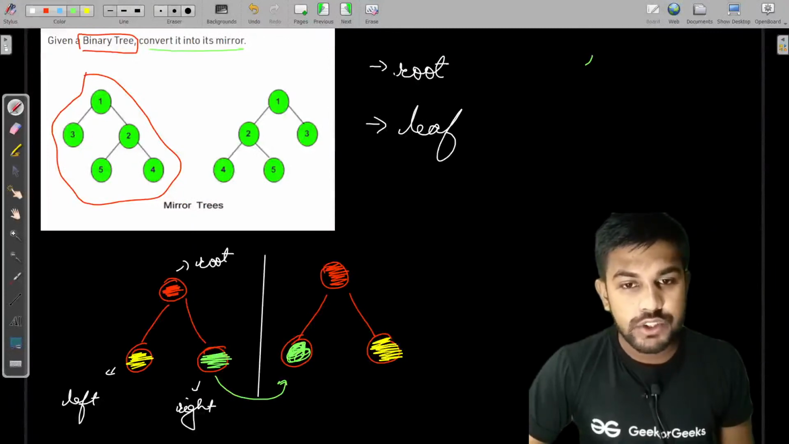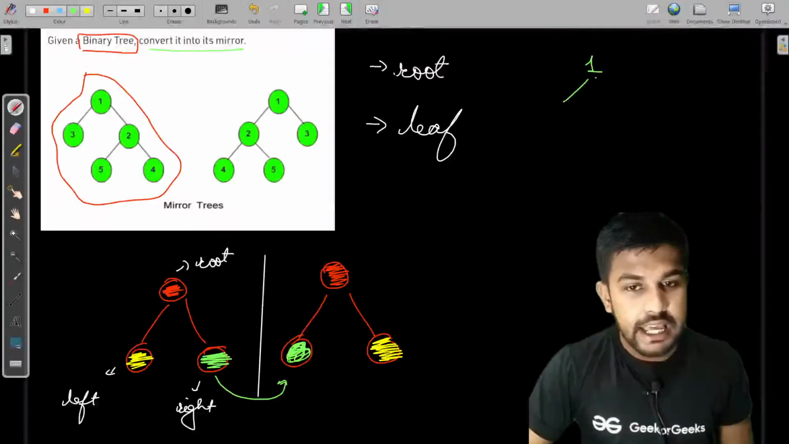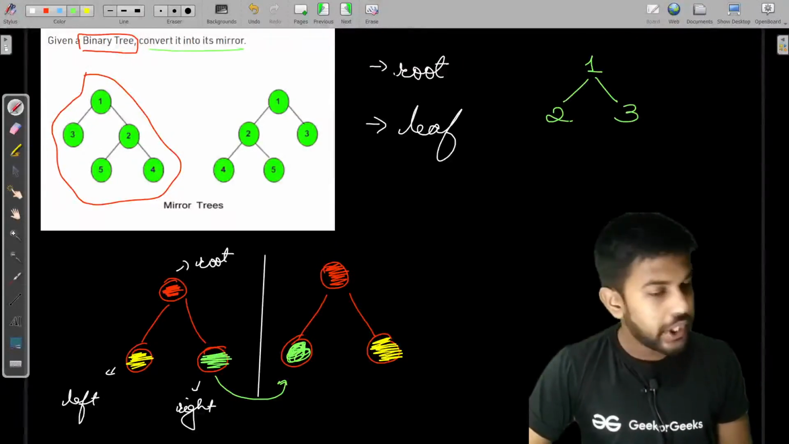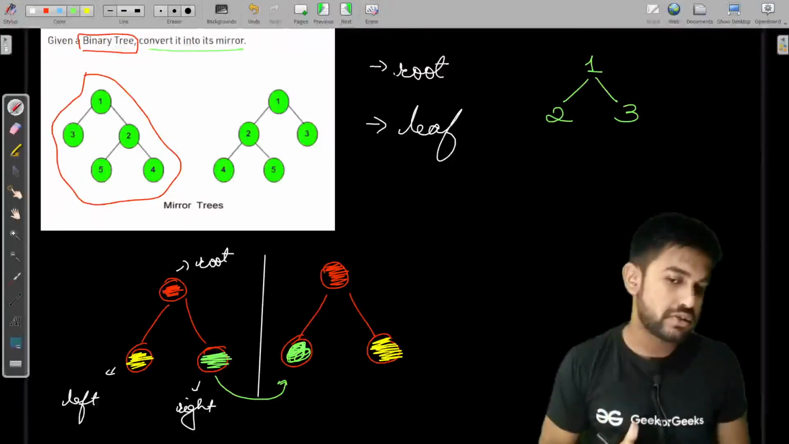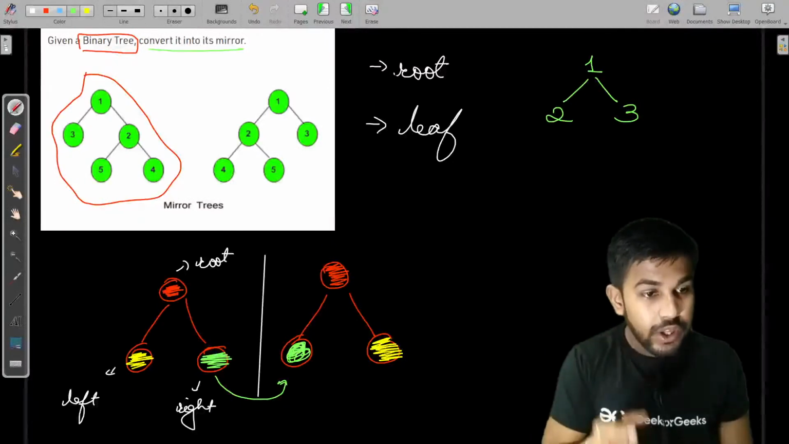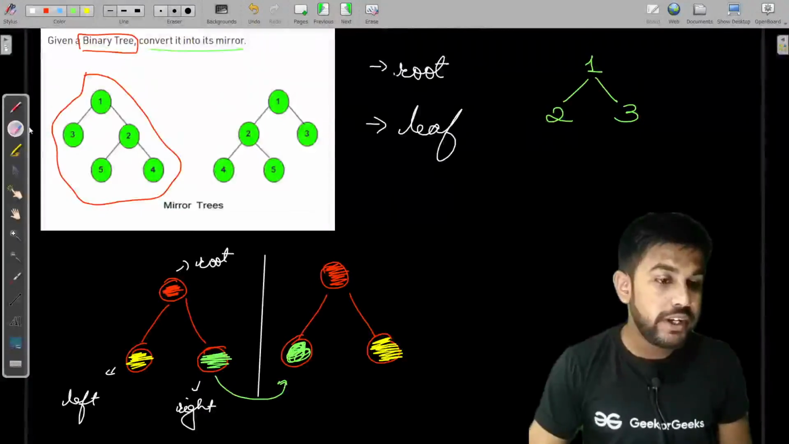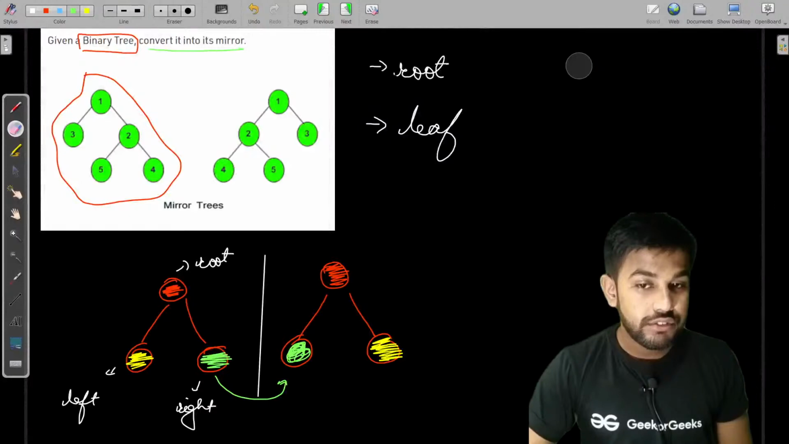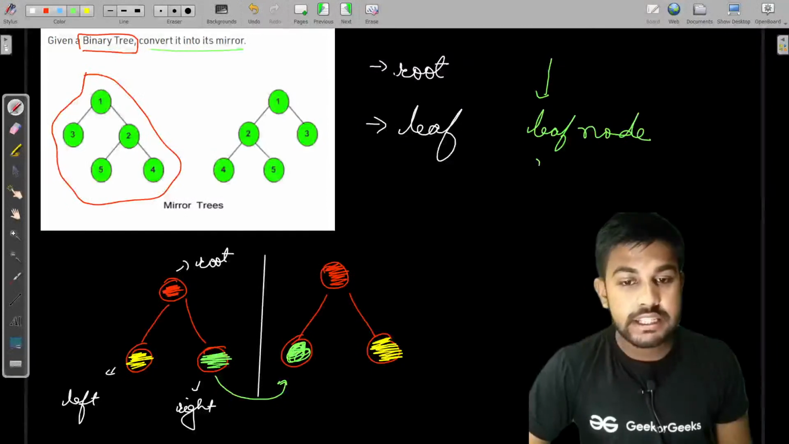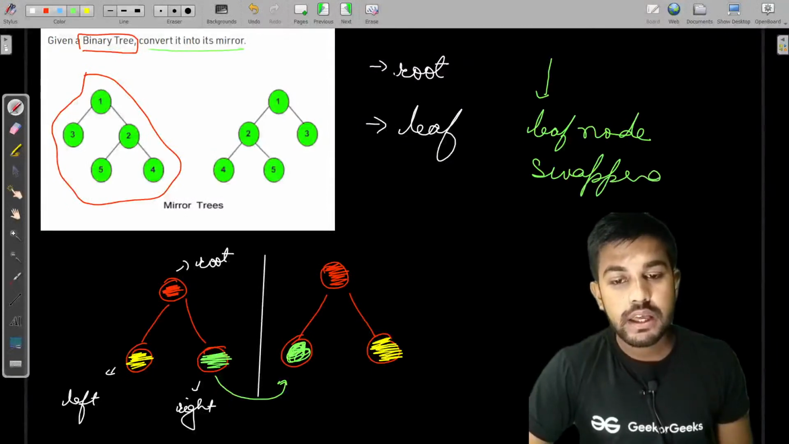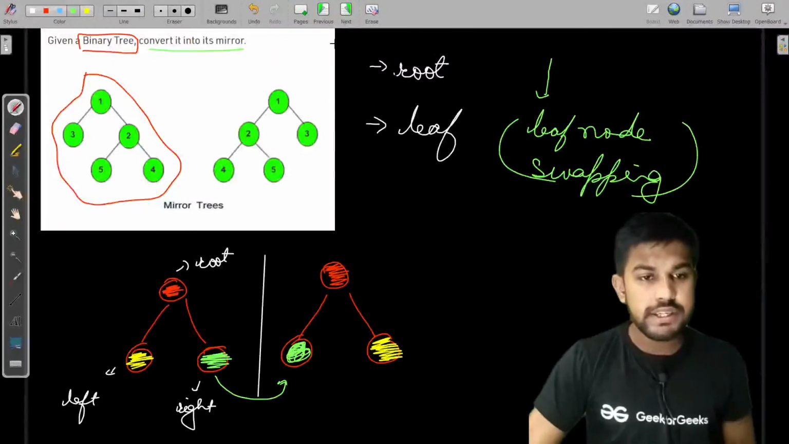So what we can do is, we would swap this. So 2 would come this side and 3 would come this side. And see, we have already disrupted this structure, because we would not know which is having a left child and a right child. So what we need to do is first go inside this tree, reach the leaf node, and then start swapping. Okay, this was the basic idea.